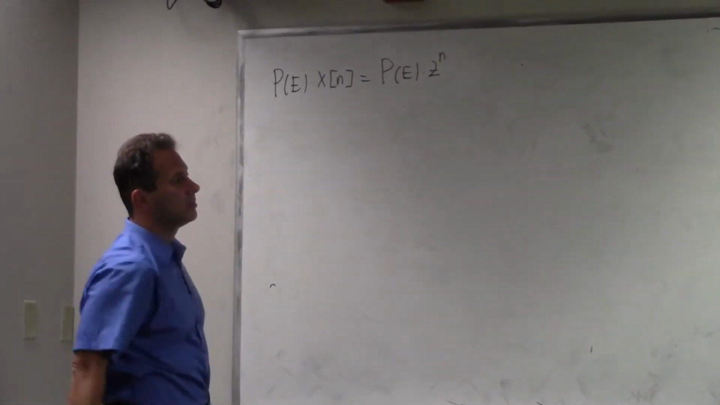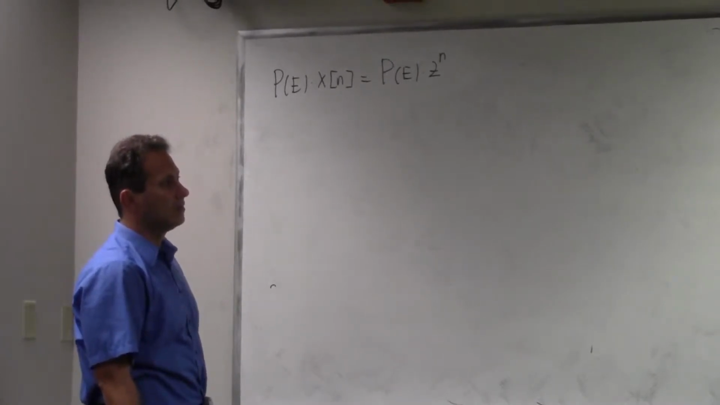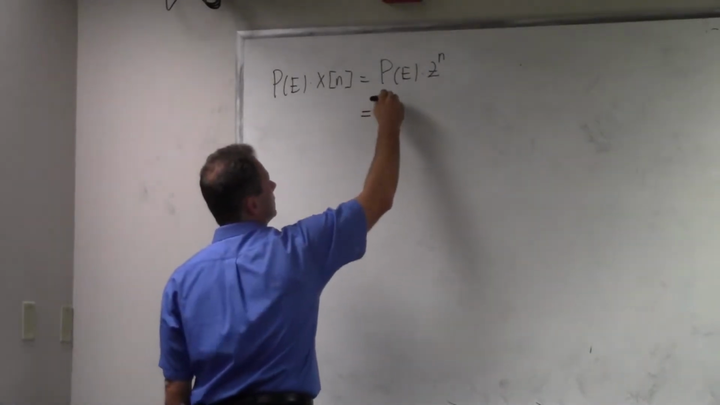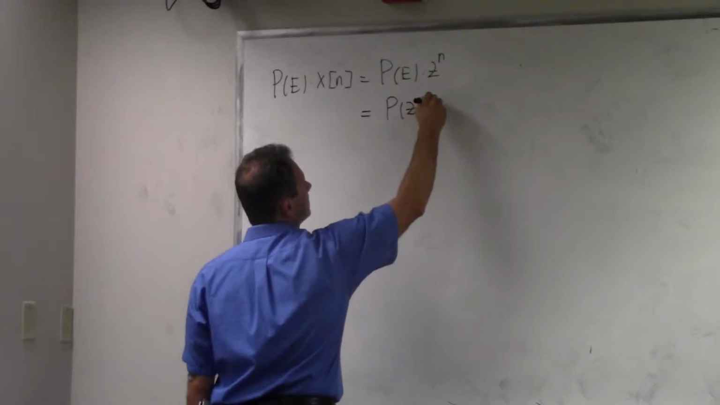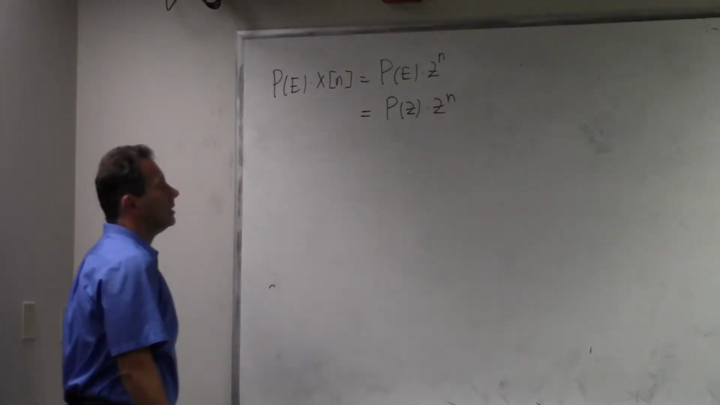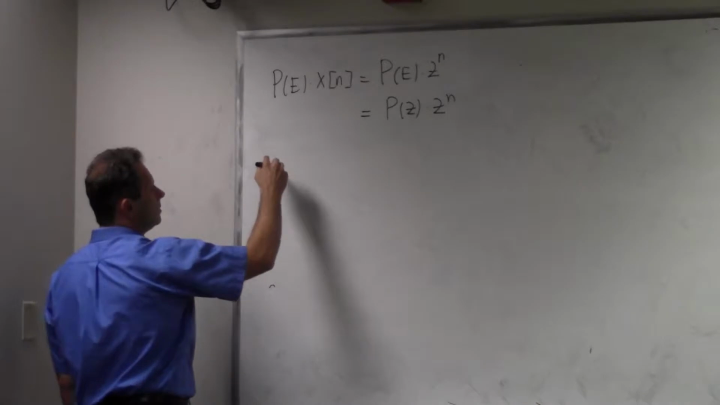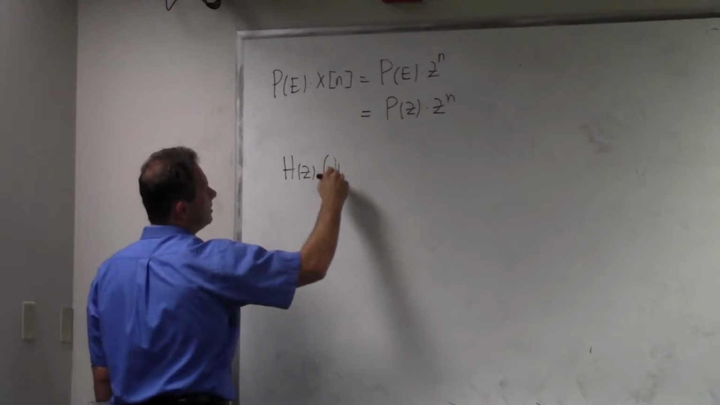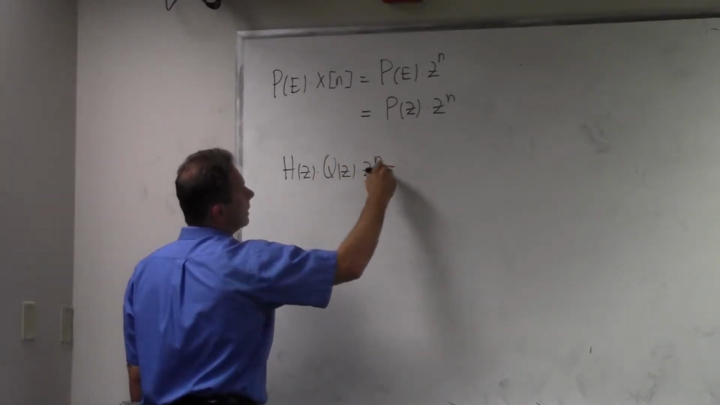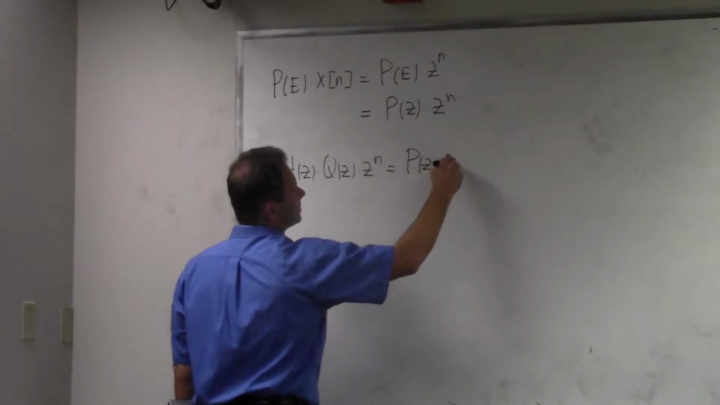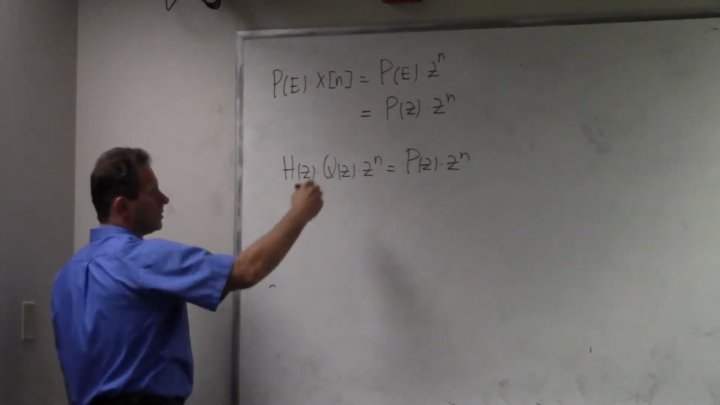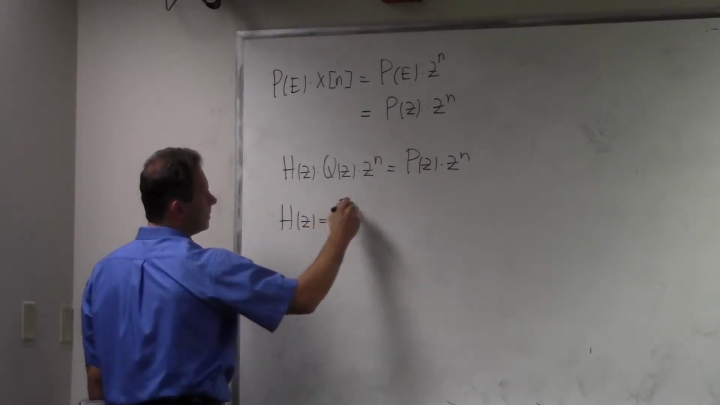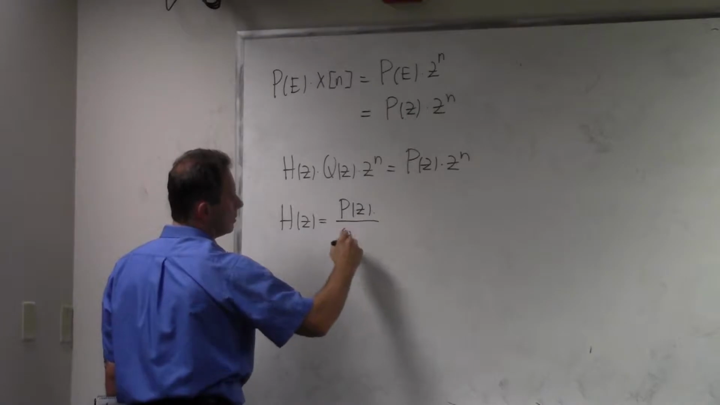And just like we did in the previous case, where we looked at what happens when Q of E operated on z to the n, here we discover that this is equal to P of z times z to the n. Now, making the left-hand side and the right-hand side equal, you end up with H of z times Q of z times z to the n has to be equal to P of z times z to the n. And then when you cancel z to the n, you get that H of z has to be equal to P of z over Q of z.